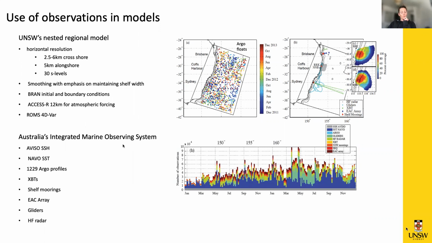And these include, firstly, the more traditional observations, such as satellite-derived sea surface height and sea surface temperature, Argo floats and XBTs, but also temperature and salinity from shelf moorings, temperature, salinity and velocities from a full depth mooring array off of 28 South, which is where the EAC is typically most coherent, a number of gliders which sample temperature and salinity on the continental shelf, as well as into eddies off of Sydney, and then a high frequency radar array which measures surface radial current speeds at around 30 degrees south up to about 100 kilometers offshore.